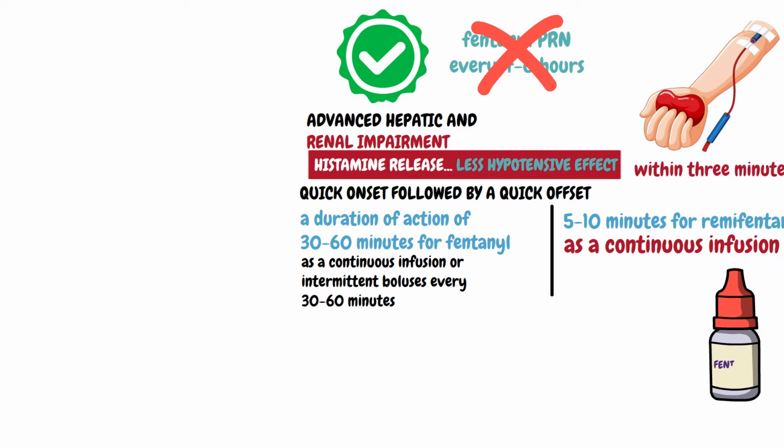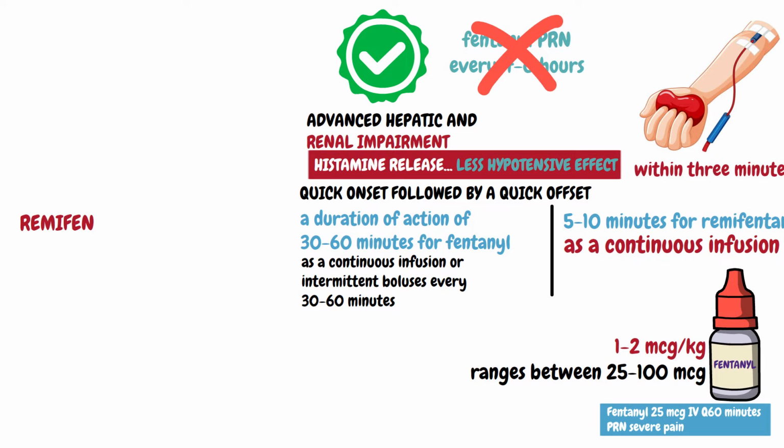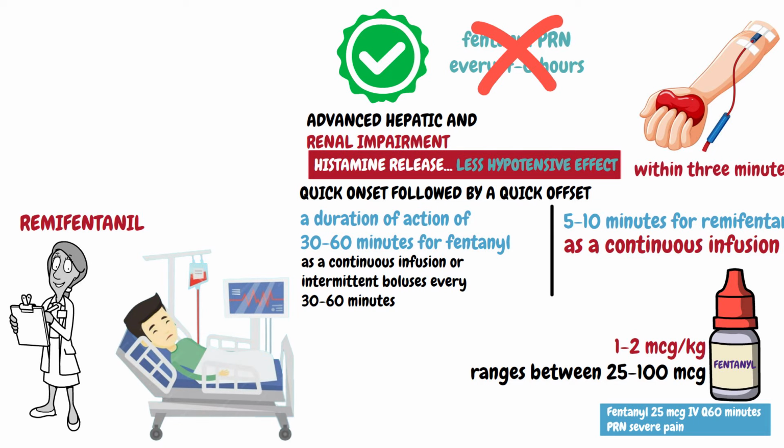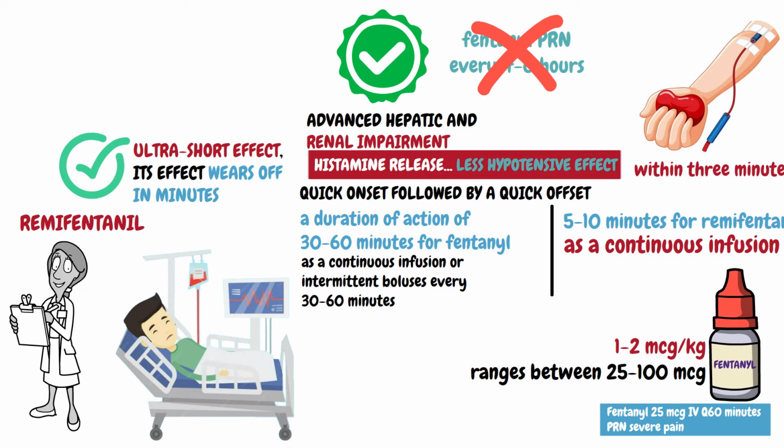The starting dose for fentanyl is 1 to 2 mcg per kg, which typically ranges roughly between 25 to 100 mcg. For remifentanil, I recommend you look the dose up, as it's given as a drip with or without a loading dose. All these characteristics of fentanyl and remifentanil make them ideal for critically ill patients. Remifentanil can be very helpful when frequent neuro checks are required, given its ultra-short effect. Its effects wear off in minutes.